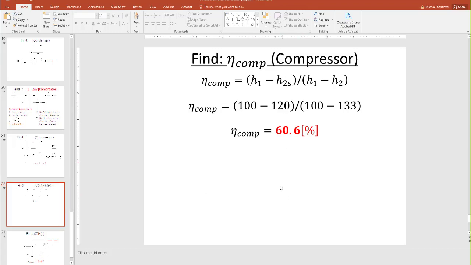Efficiency of the compressor. H2S was a smaller value than H2, because that means the difference between H1 and H2S is less than the difference between H1 and H2. And here we get a compressor efficiency of about 60%.